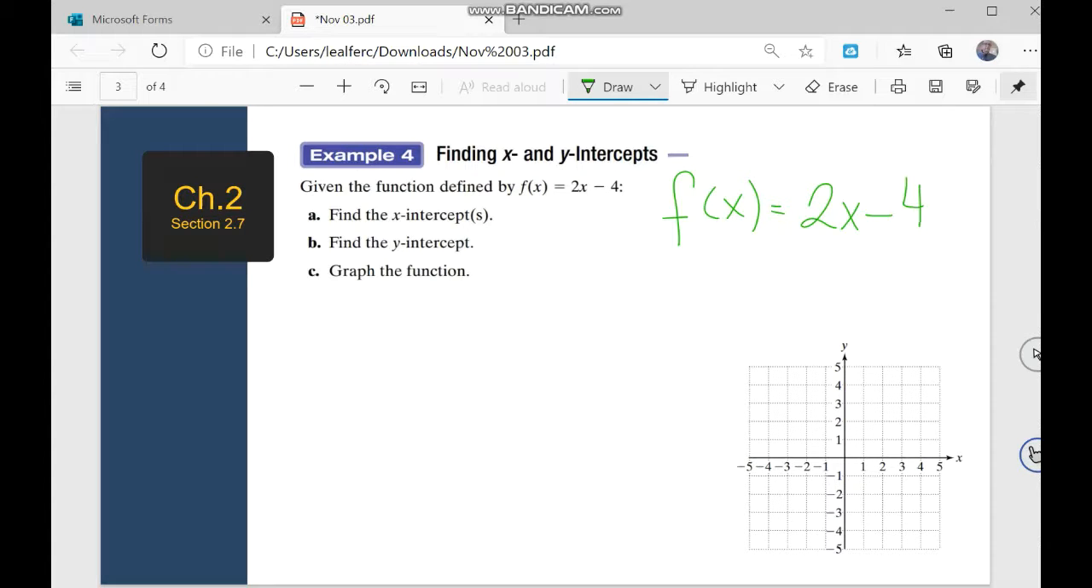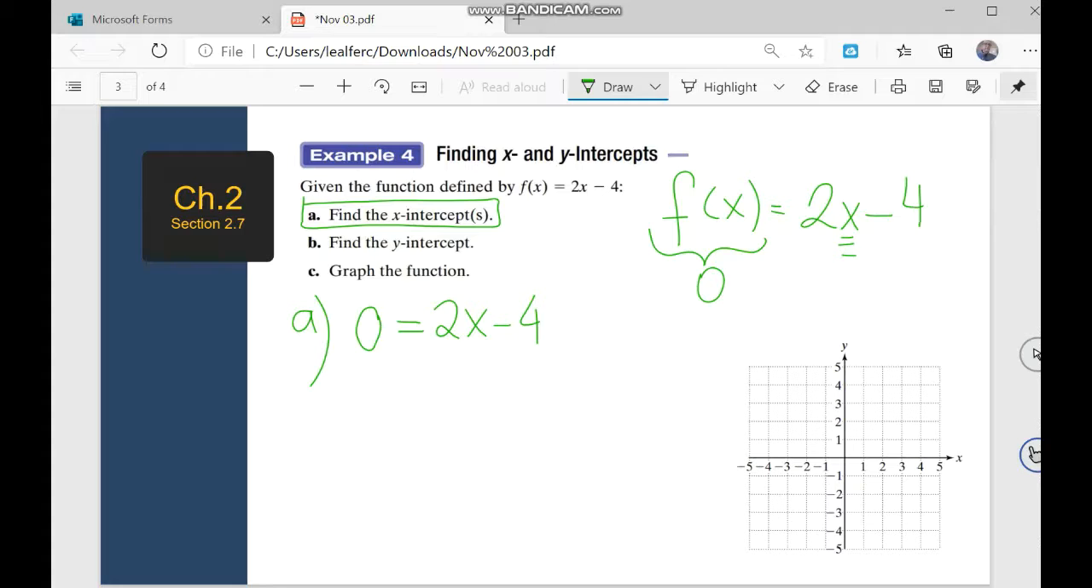Okay? And we need to find first the x-intercept. To find the x-intercept, you're going to make f of x equals 0, and you're going to find x. Right? So let's make here f of x equals 0, equals 2x minus 4.